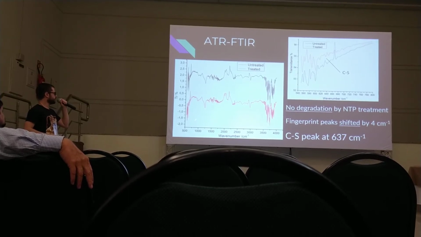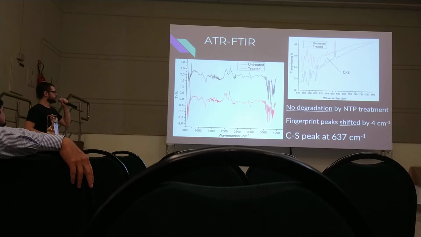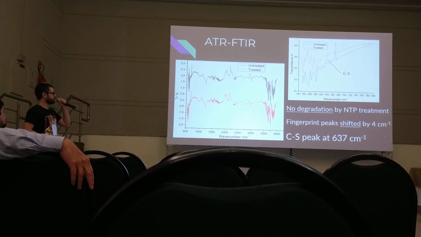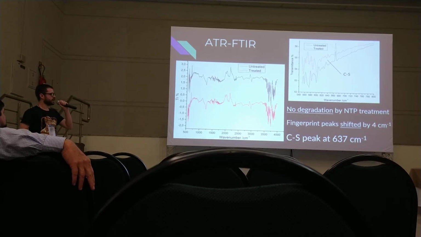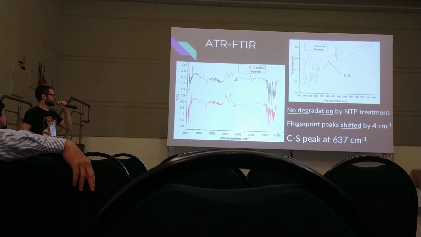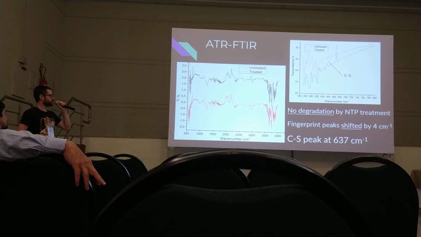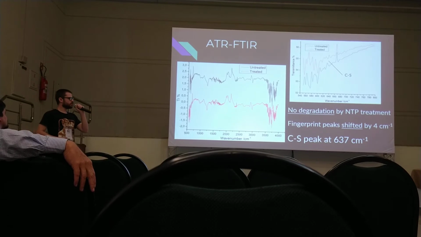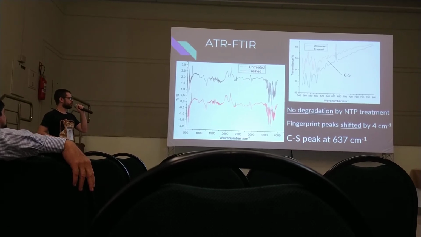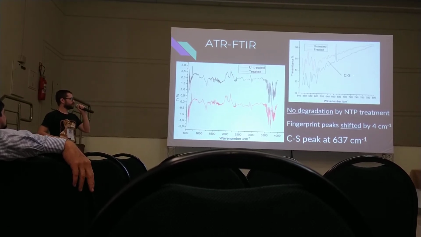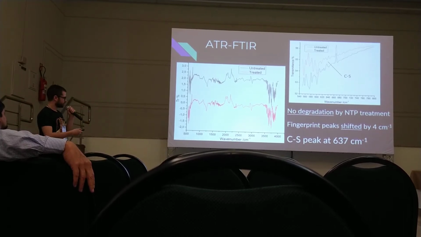But if you zoom in on the fingerprint region, we can see that those peaks are shifted by 4 centimeters minus 1. I checked them all. And there's one peak that doesn't obey this, and it's new. They attribute it to carbon-sulfur at 637 centimeters minus 1. There are other works with inserted sulfur into graphene that saw similar peaks in similar regions, so I attributed it like that.